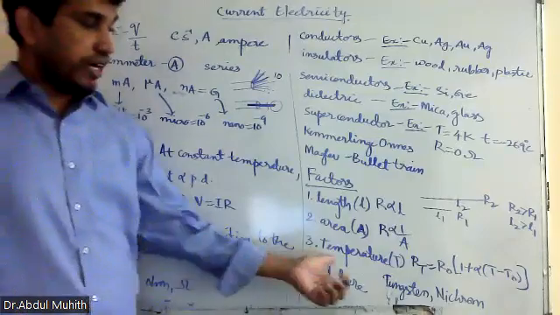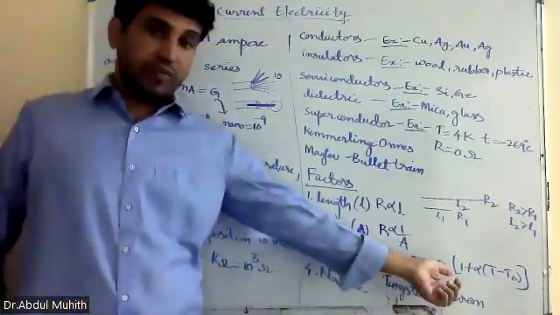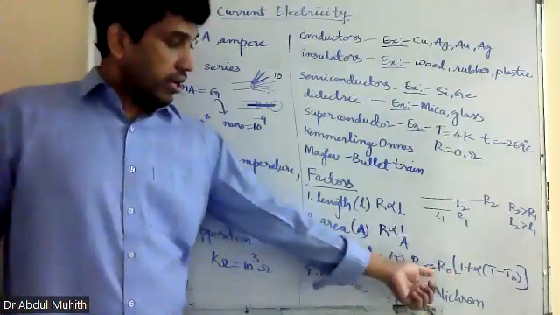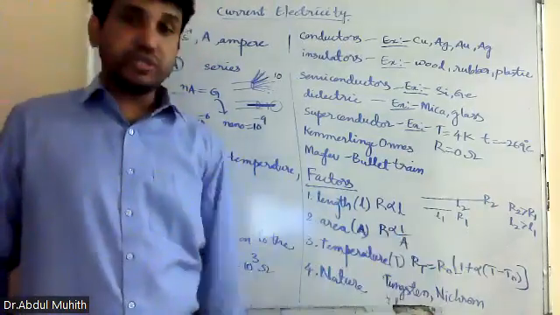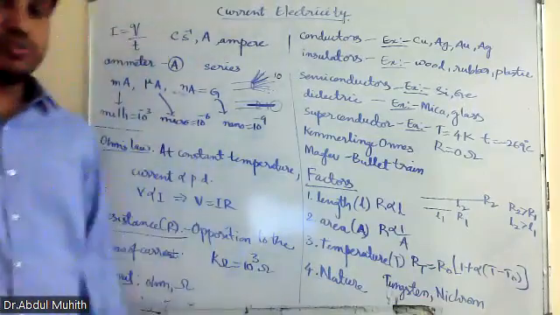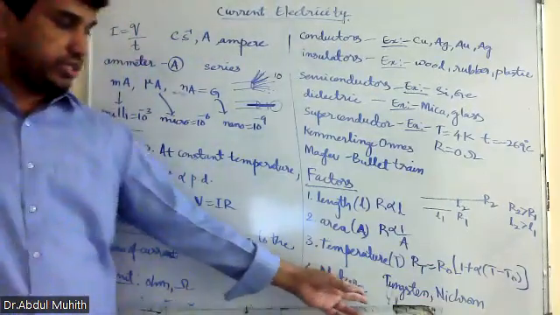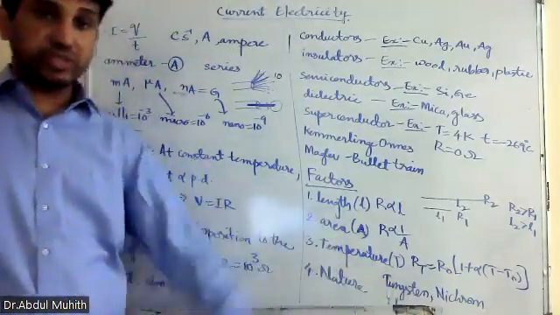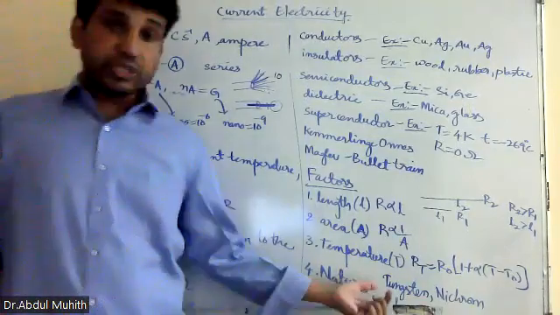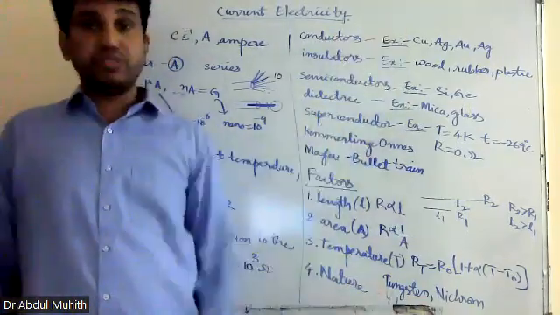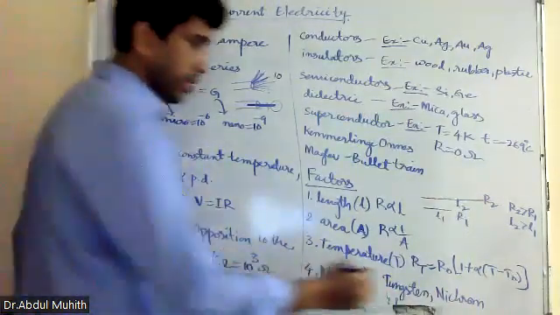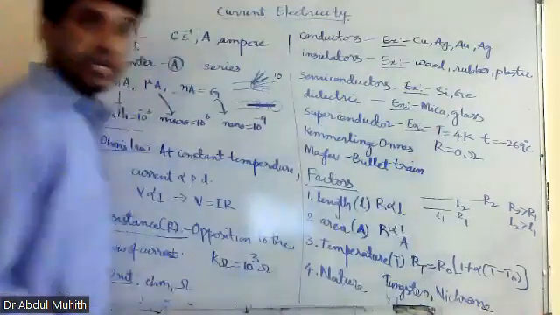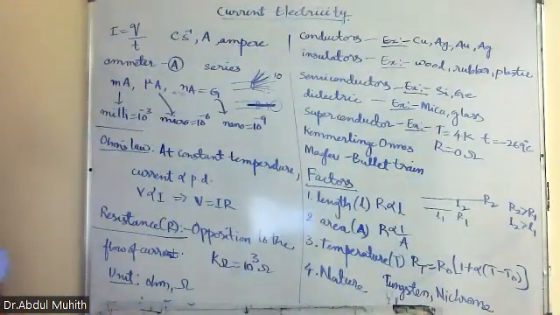Now come to temperature. What happens here? RT is equal to R0 times (1 plus alpha (T minus T0)). R0 is the resistance at temperature T0 and RT is the resistance at temperature T. And the last one is nature. That is tungsten and nichrome wire. These have very high resistance. That is the reason why tungsten wire is used in lamps, and nichrome wire is used in heating filaments, especially in heating stoves. Is it clear, all of you?